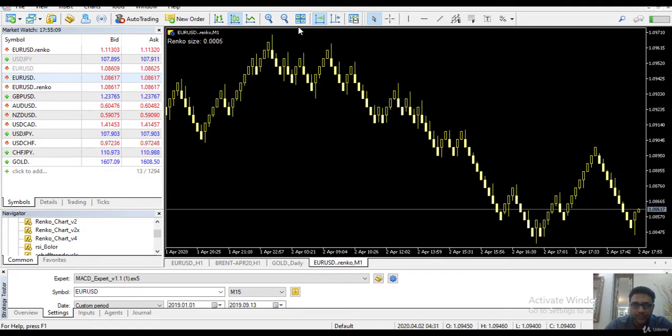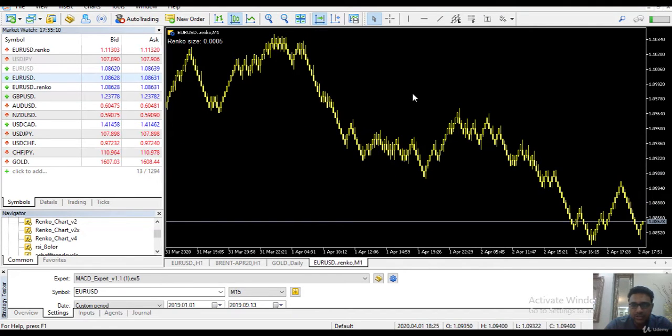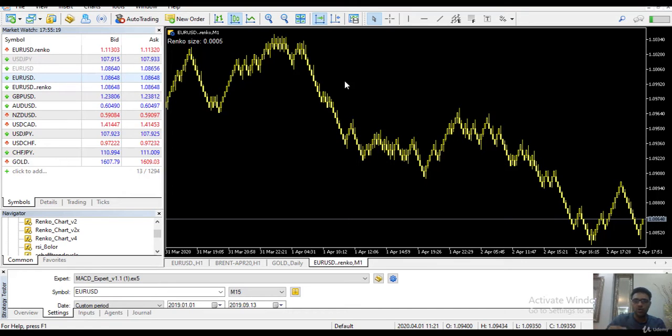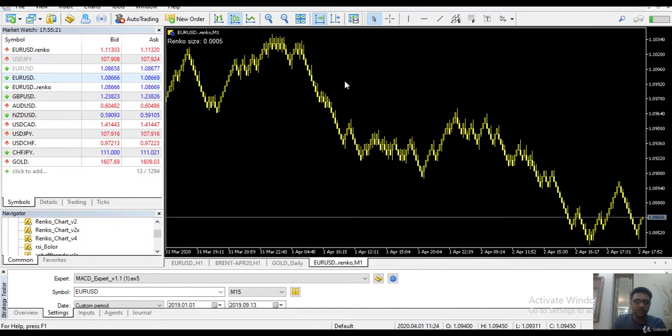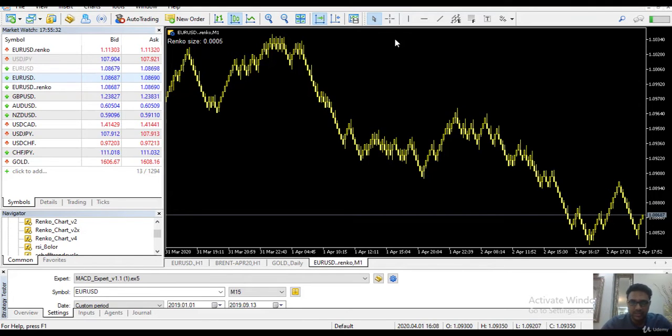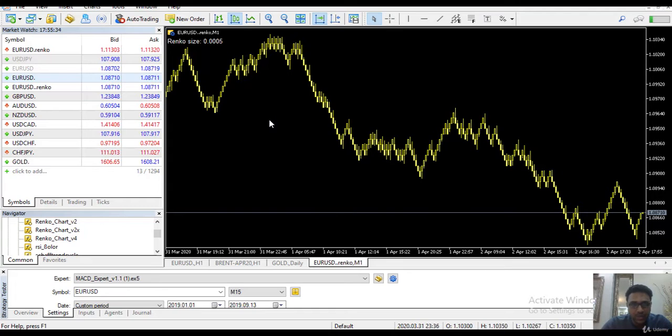Here you see the charts now look very different. There are no ranges, no confusion, and you can only see the charts going either up or down. This is the biggest advantage of Renko charts. And here, let's look at one brick.